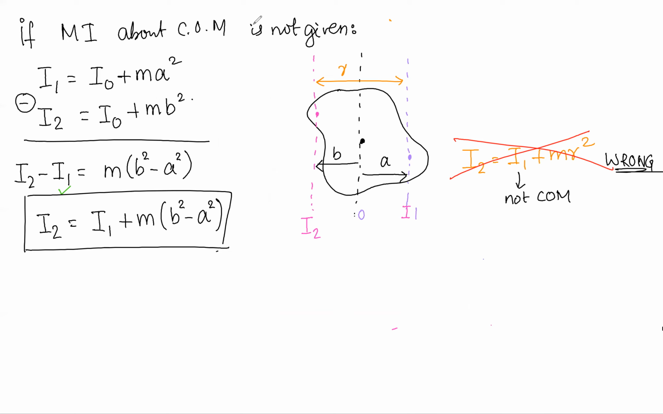Where can the parallel axis theorem be applied? It can be applied almost anywhere where there is an object and the axis does not pass through its center of mass. Let's give you an example.